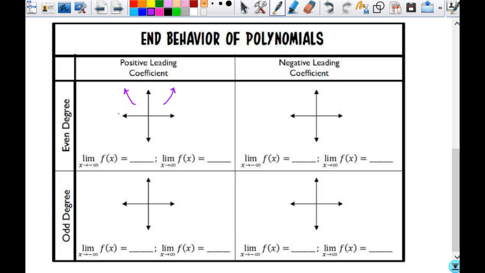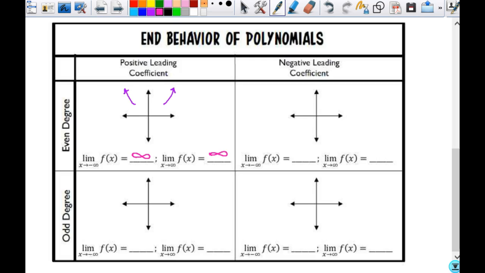So the limit of the function as x approaches negative infinity is going to be what? The limit as x approaches negative infinity is infinity. Good. And then the limit of the function as x approaches infinity is going to be what? Infinity. Everybody okay with that? Right.